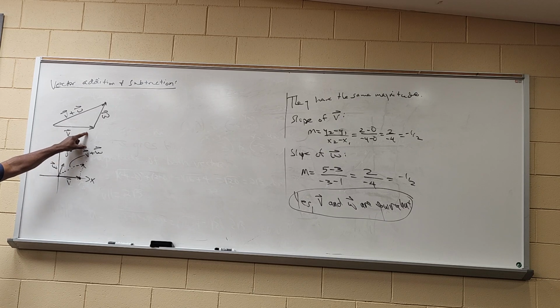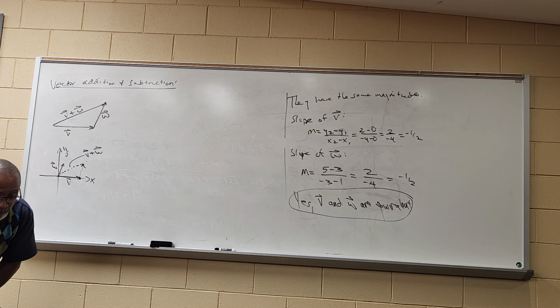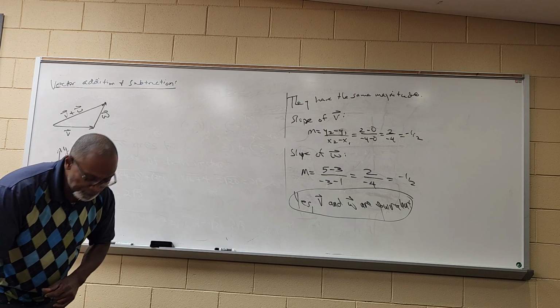I can think of V first, and then when I stop at the terminal point of V, place the initial point of W there and point a vector in the same direction of W with the same length, so that W is sitting here, and then that resultant vector here would be V plus W. So that's how I do vector addition graphically, okay?